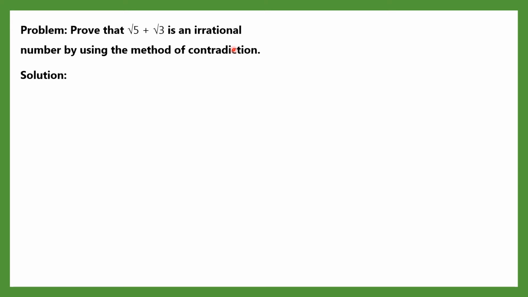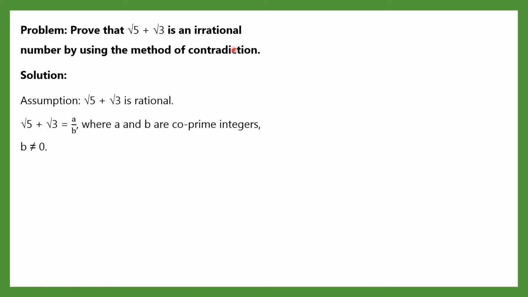As we are told to use the method of contradiction, the first step is you have to take the contradictory statement of the problem. That is, root 5 plus root 3 is rational. Opposite statement of the given problem. Here we have to prove root 5 plus root 3 is an irrational number. Therefore, the assumption should be opposite to this. That is, root 5 plus root 3 is rational. Now, root 5 plus root 3 is rational means by the definition of rational numbers, root 5 plus root 3 is equal to a by b or p by q, anything else. a by b, where a and b are co-prime integers and b not equal to 0.